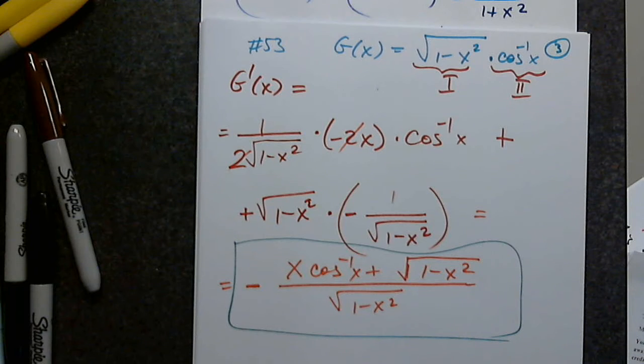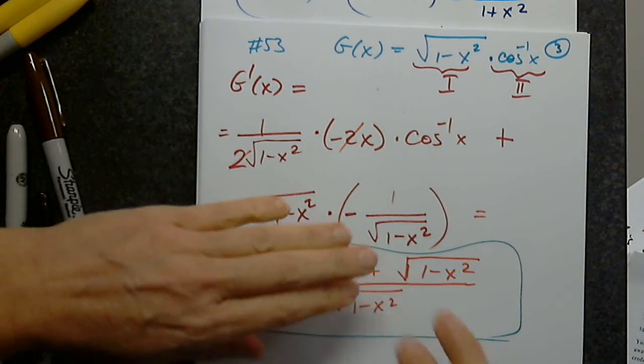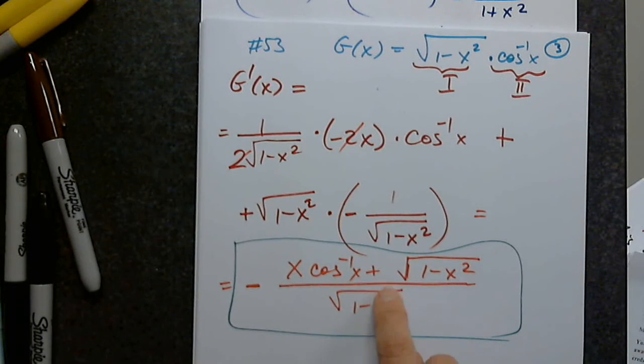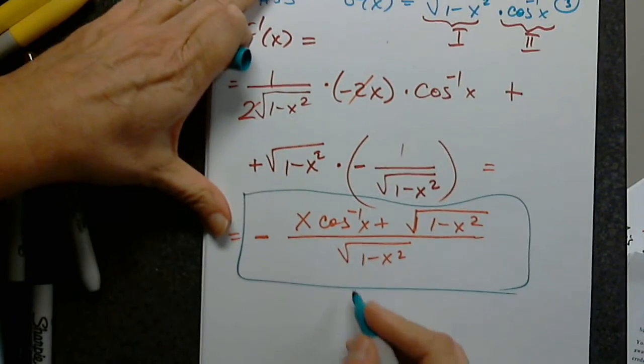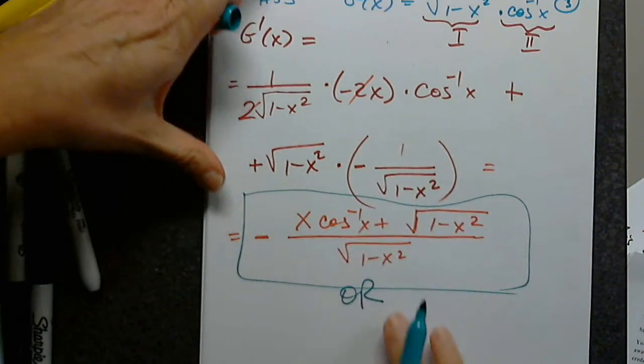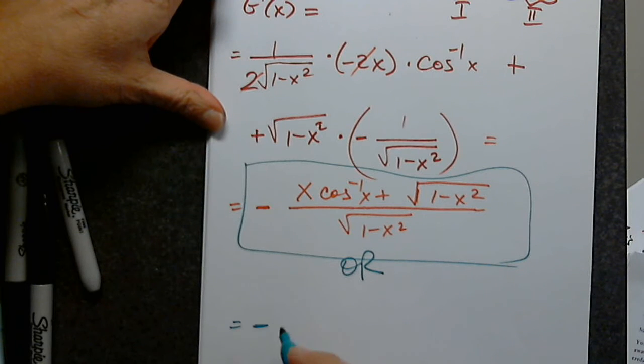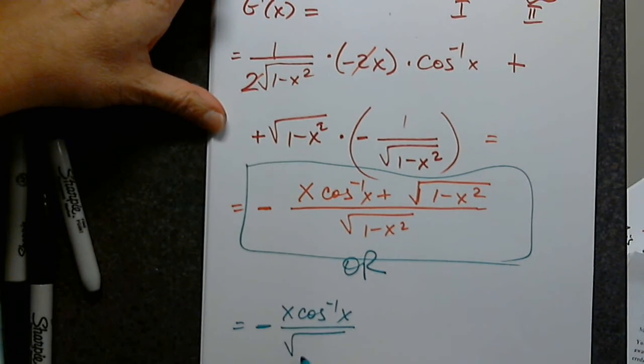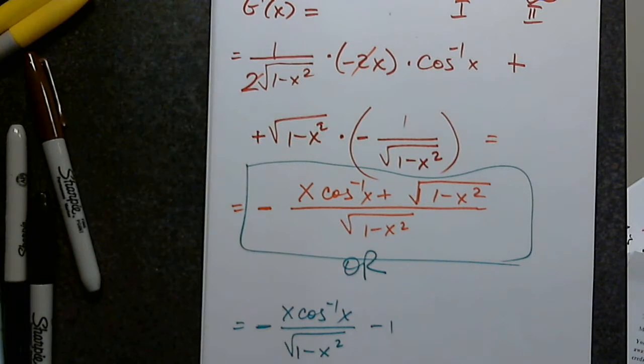Okay. What about 57? So you couldn't cancel those two? Yes, squares. And I would have had this fraction plus 1. Yep, that's fine. If you want to do that, you can. So I'll say here, or, and I simplify these two. So I have negative in front, x cosine inverse divided by the square root of 1 minus x squared, and then minus 1. However, this is good. I mean, full credit, right?